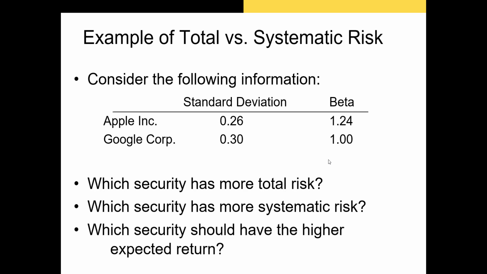Now, which security should have the higher expected return? Well, remember what I mentioned a couple of minutes ago. The only risk that should be priced by investors is systematic risk, which is calculated using beta. The reason for this is that you can diversify away the rest of the firm's risk, meaning the firm-specific risk, that risk that only Apple might face or only Google might face. So in this example, we would expect Apple, based on the model I'm about to show you in a few minutes, to have a higher expected return than Google.